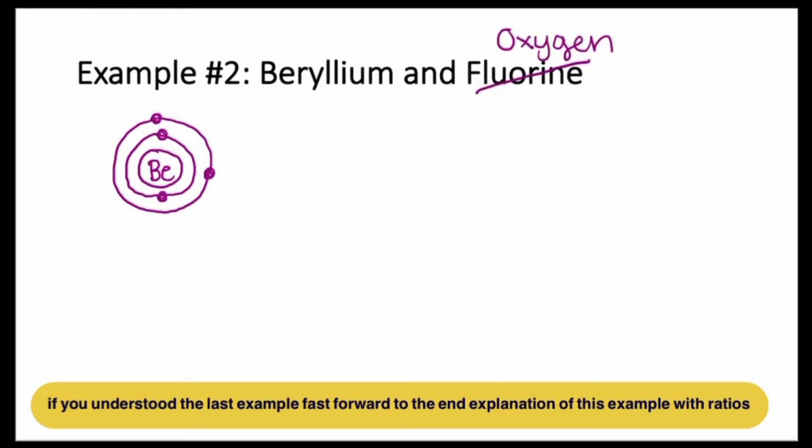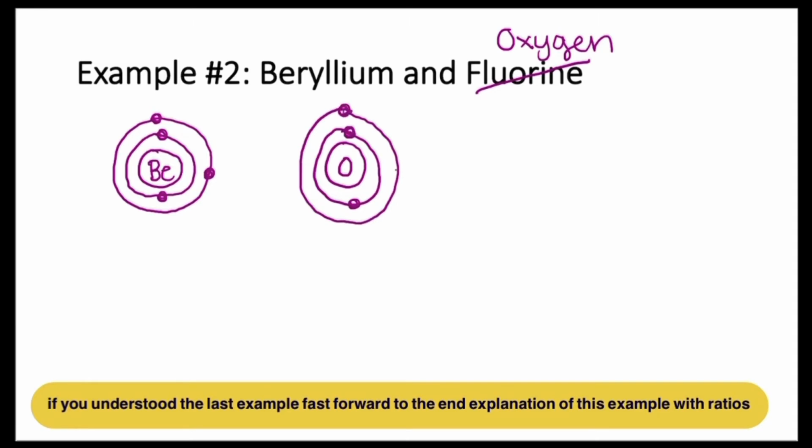For oxygen, we have a central nucleus symbolized with an O for oxygen. 2 electrons in the first shell. And then the outer shell, because it has a total of 8 electrons, will have 6. So 1, 2, 3, 4, and then we start pairing them up. 5, 6. Beryllium, if you look at it, has 2 electrons in the outer shell.